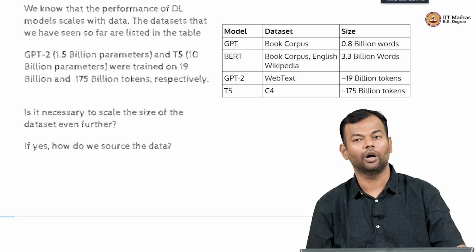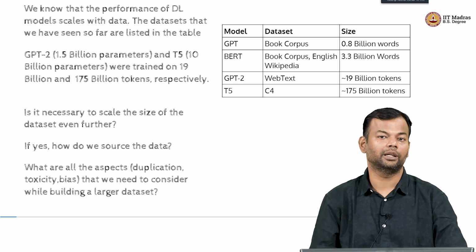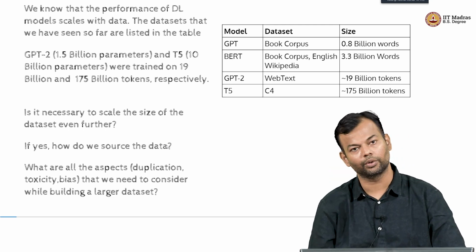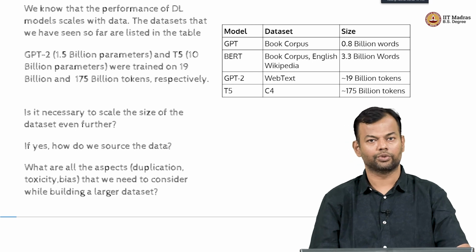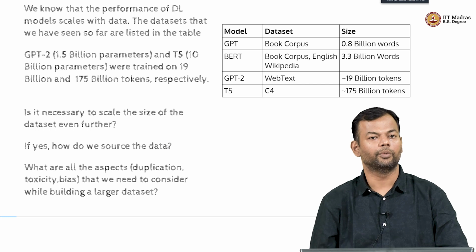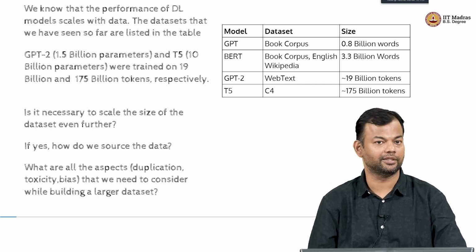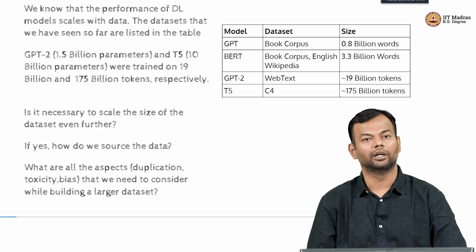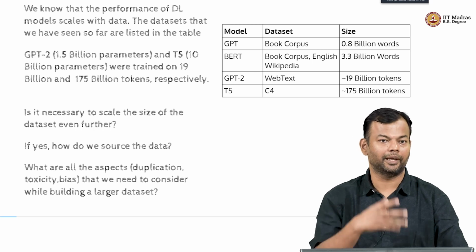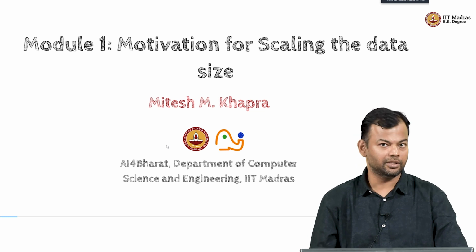And if yes, how do we source the data? Where do we get more and more tokens from? Once you start looking at the order of a trillion or 2 trillion tokens, you will run into several issues. Even at 175 billion tokens, there was a lot of pre-processing that had to be done, which is about deduplication. Then, is there toxicity in the data? Is there bias in the data? And how do we plug all this into our data processing pipeline to address these issues? So now, where does this motivation come from?